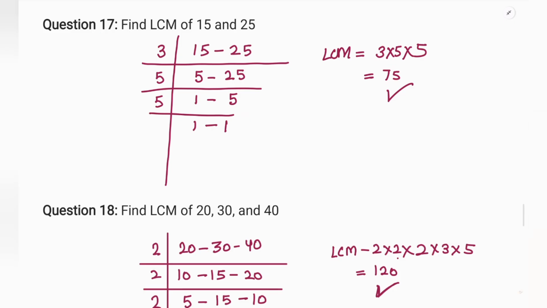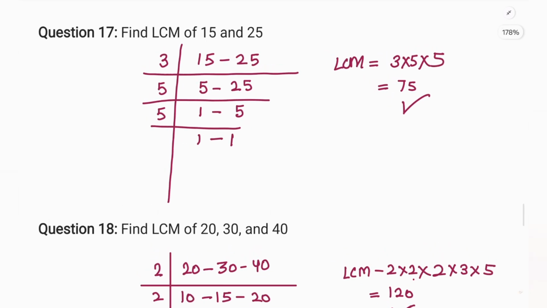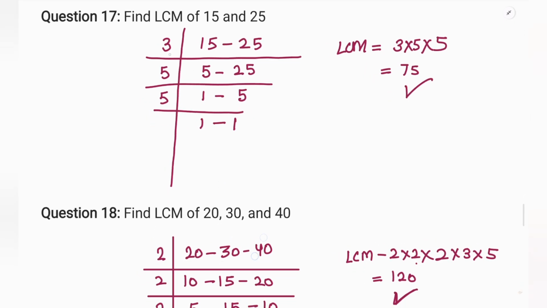Okay. If you see here 15 and 25, check here. Is 3 dividing both of these numbers? No. 3 doesn't divide 25. So you will not take 3. Is 5 dividing both of these numbers? Yes. So you will take 5. And this 5 you will not take because it doesn't divide 1. So what is HCF of 15 and 25? Only 5. Isn't it easy?